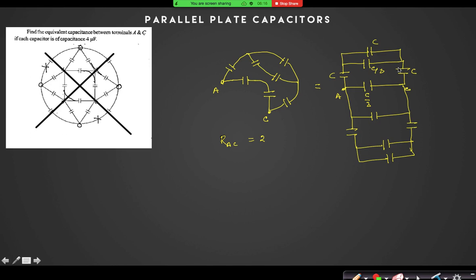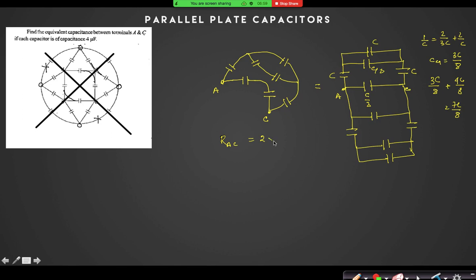3C by 2 and C by 2. If they are in parallel, then what will be the equivalent capacitance? 3C by 2 and C by 2. Right? So that is 8C by 6, so 8 by 3C. So C equivalent is equal to 3C by 8. And with that I have to add in parallel C by 2. So 3C by 8 plus C by 2, so that is 7C by 8, right?